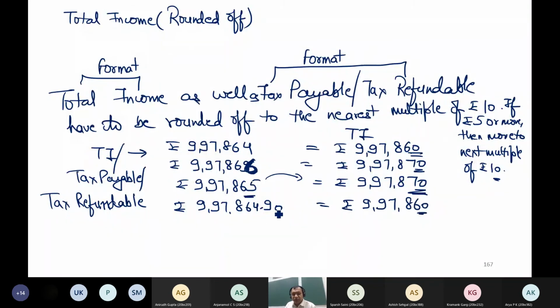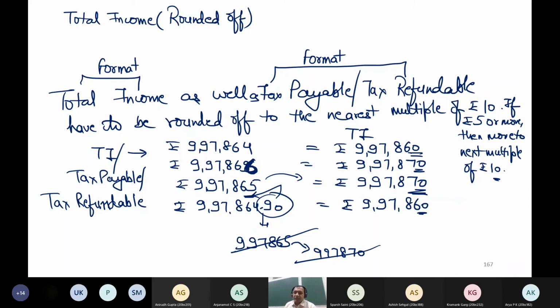Never do that. First you round off this value to 9,97,865, then you round it again to 9,97,870. That will be the wrong way, because there you are rounding off twice. First you are rounding the 90 paise to a rupee, then again this rupee to another multiple. So that would have been wrong.